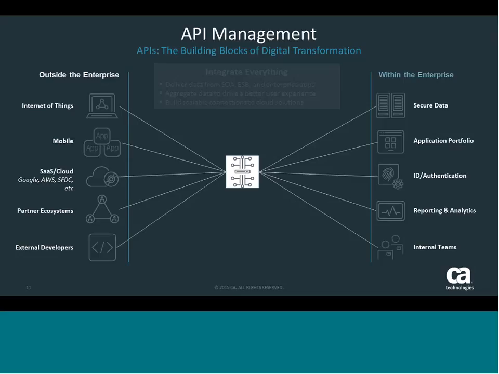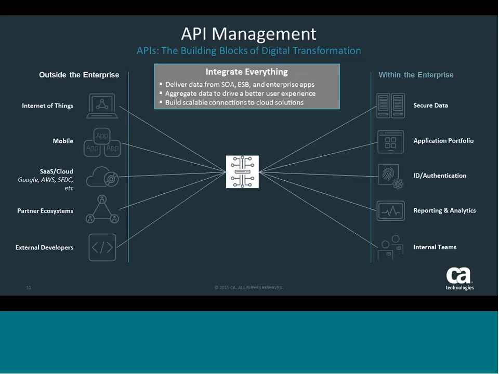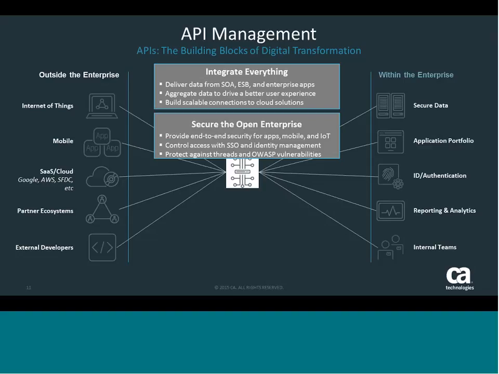So with CA, what we've done is we've delivered the ability to integrate everything. And this is true for most API management solutions today. The ideas, SOA and ESB are phenomenal infrastructures in most enterprises today, but they don't understand how to connect to the outside world. An API management solution allows you to do that, as well as aggregate data to drive a better user experience and build scalable connections. Securing the open enterprise is not just about end-to-end security for apps, mobile, and IoT, but also the ability to plug in literally to your existing identity and access management infrastructure and utilize it. And also protect against threats, not threads, I'm not sure how that happened, and OAuth vulnerabilities.